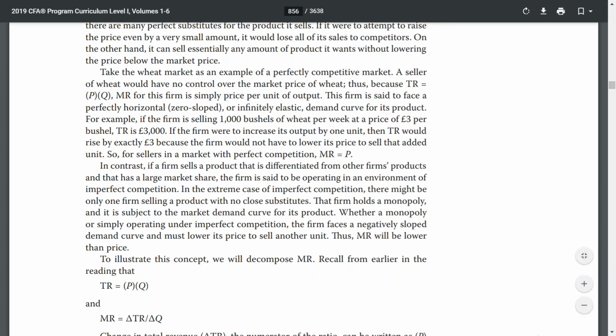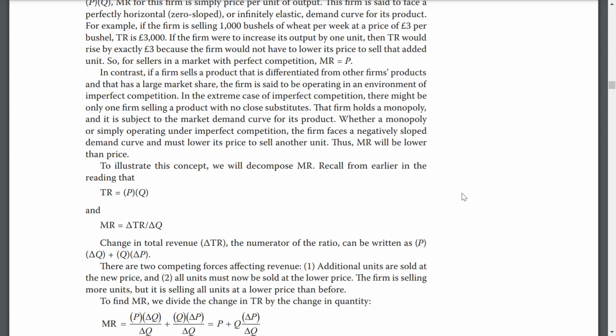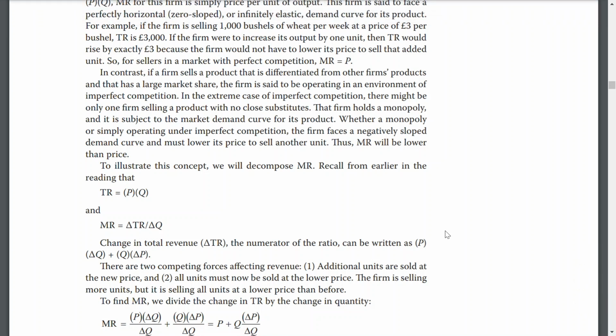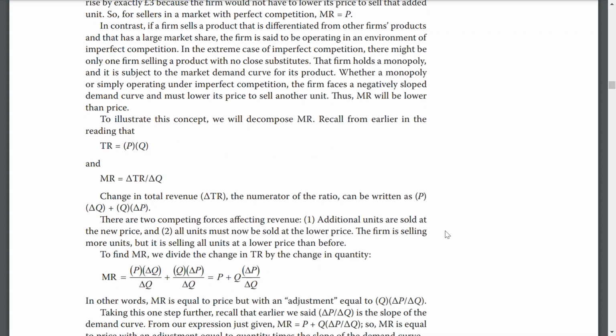In contrast, if a firm sells a product that is differentiated from other firms' products and that has a larger market share, the firm is said to be operating in an environment of imperfect competition. In the extreme case of imperfect competition, there might be only one firm selling a product with no close substitutes. The firm holds a monopoly and is subject to the market demand curve for its product. Whether a monopoly or simply operating under imperfect competition, the firm faces a negatively sloped demand curve and must lower its price to sell another unit. The MR will be lower than the price.